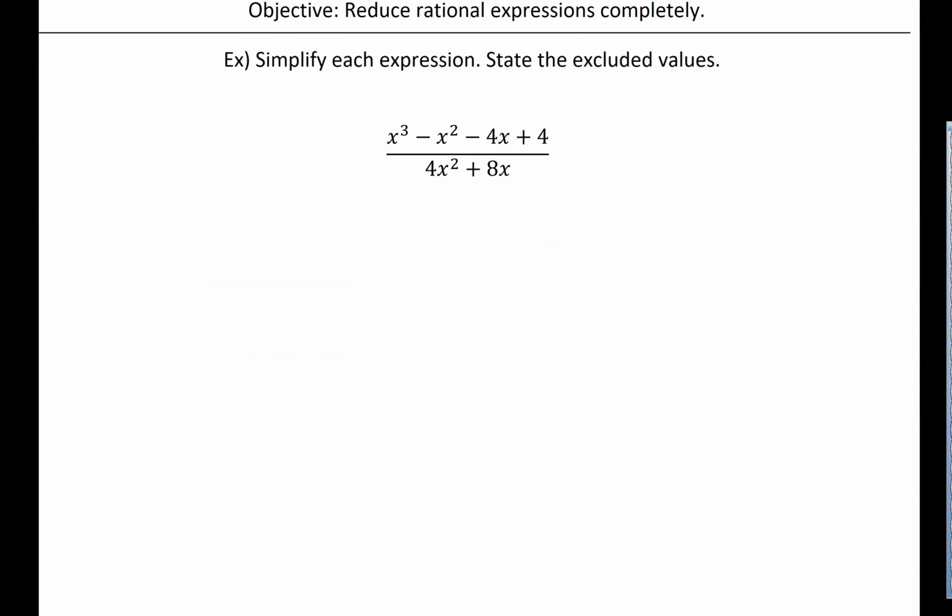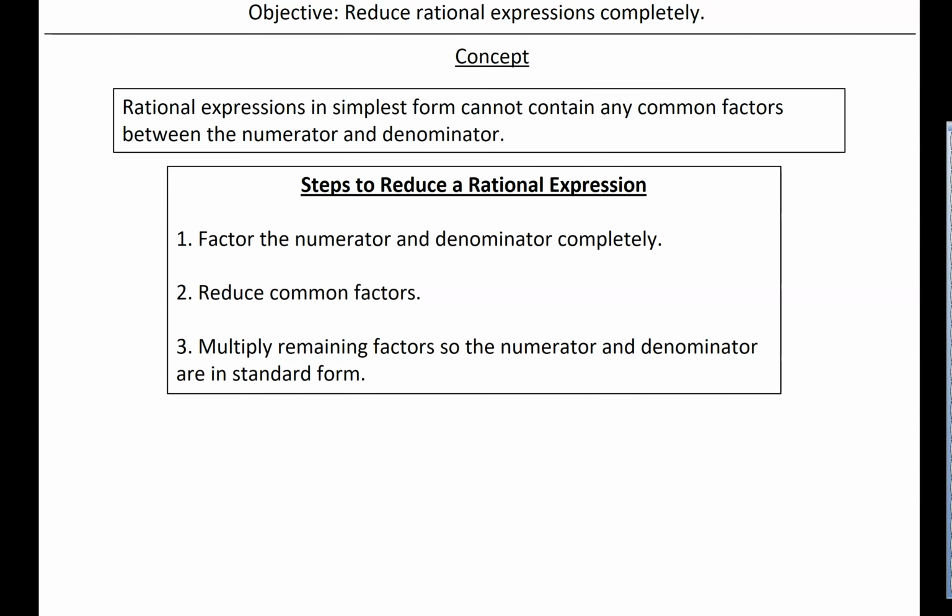All right, so I went a little fast there. This is just our process for reducing a rational expression, and I've kind of already touched on that. We're going to want to factor our numerator and denominator completely, reduce our common factors, and then at the end we will simplify our expression by making sure that if we have any products of factors, we multiply those together so that our numerator and denominator are in standard form.